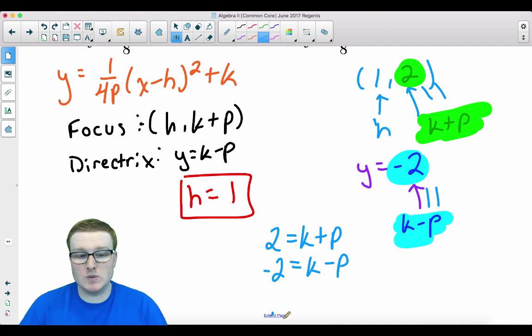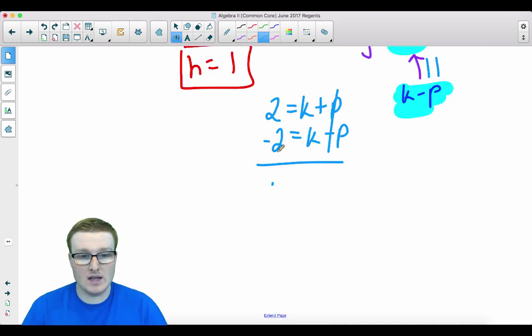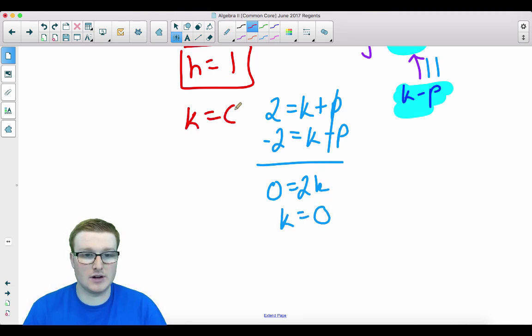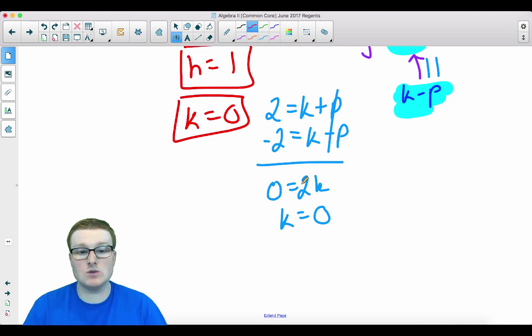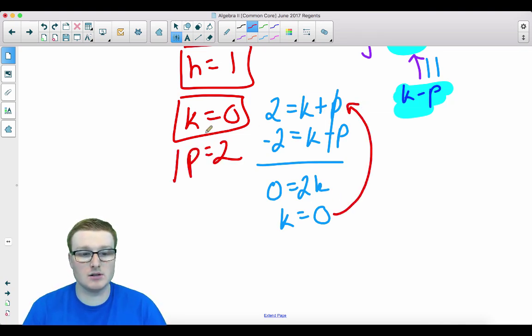Great. Watch this. We can now cancel out those p's. We add these up. We get 0 equals 2k, so therefore k equals 0. That's the other answer. And if you plug k equals 0 back into one of these equations, then your p value must equal the number 2. Great. We just found all of them by that simple system of equations method.